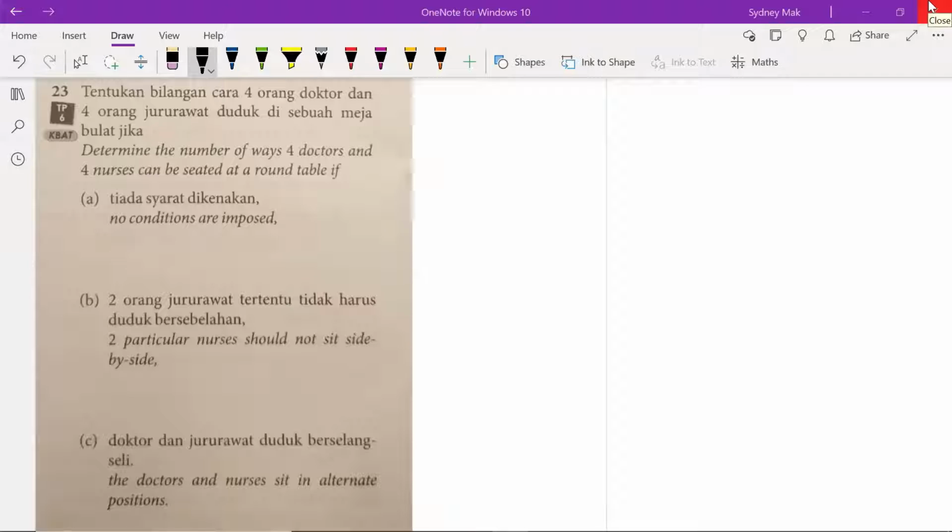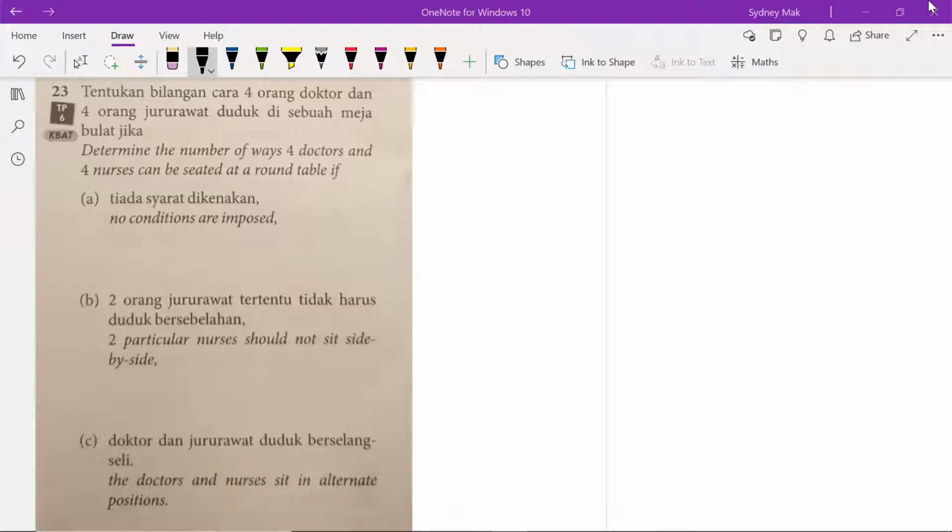Hi everyone, this is practice formative of chapter 4, question number 23. In this question, we have to determine the number of ways 4 doctors and 4 nurses, altogether 8 of them, can be seated at the round table. So this is a round table question.